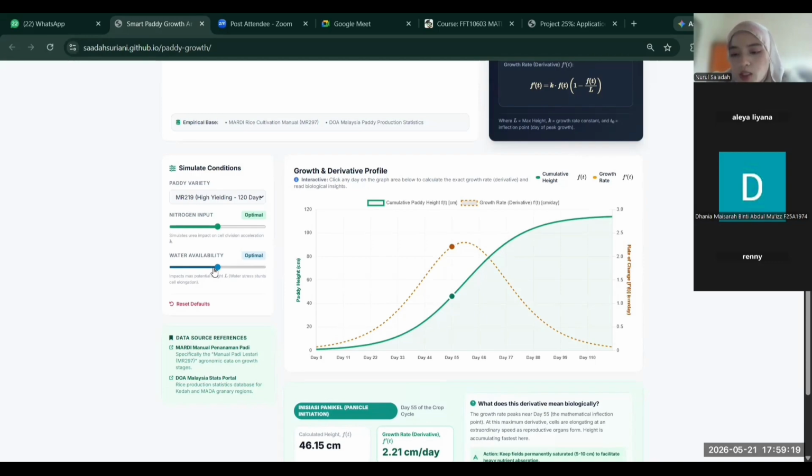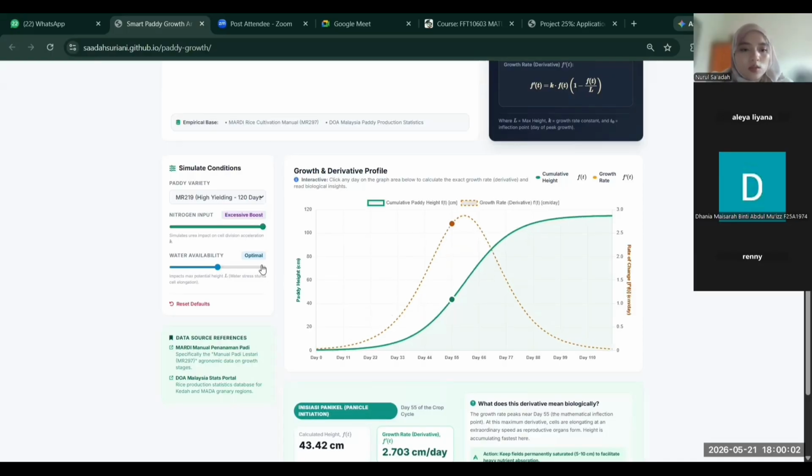For the shifted peak energy timeline, the mechanism is that because MR219 requires 120 days to mature, its mathematical inflection point is delayed slightly to around day 60. The outcome: the maximum growth rate derivative occurs later than in the 115-day MR297 variety. Agronomists must shift their resource calendar to ensure high water saturation and primary fertilizer top dressing peak precisely at day 60 to fit this late-breaking reproductive transition.